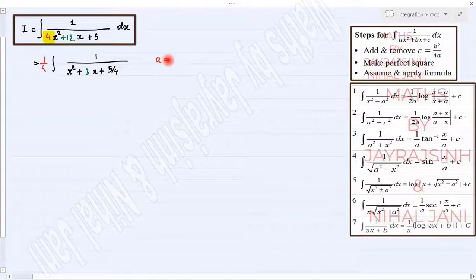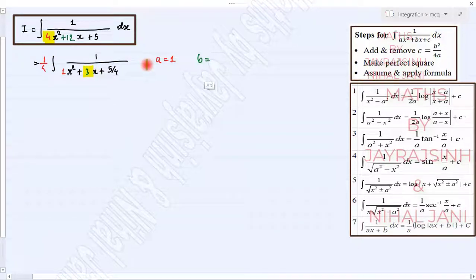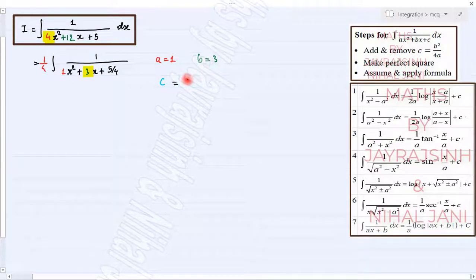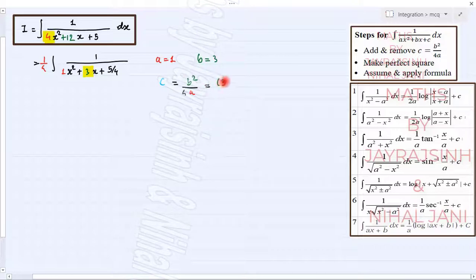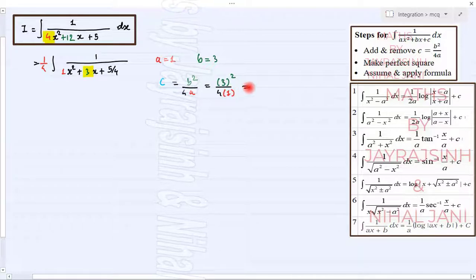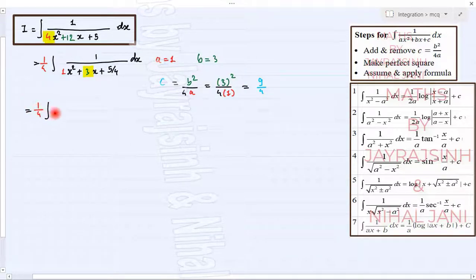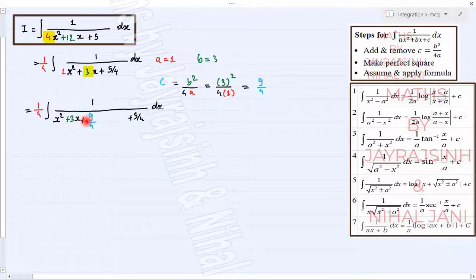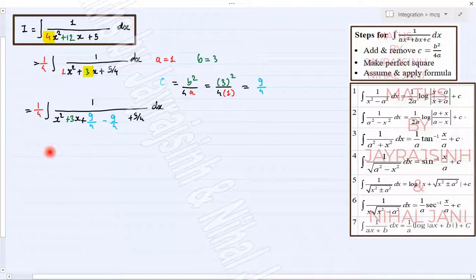Now, the coefficient of x square is 1. b, which is the coefficient of x, is 3. And we can get the required last term using b square upon 4a, where b is 3 and a is 1. So we will get 9 by 4 as your required term. Now let's write down what we have and add and remove the required last term. So we'll get plus 9 by 4 and minus 9 by 4.